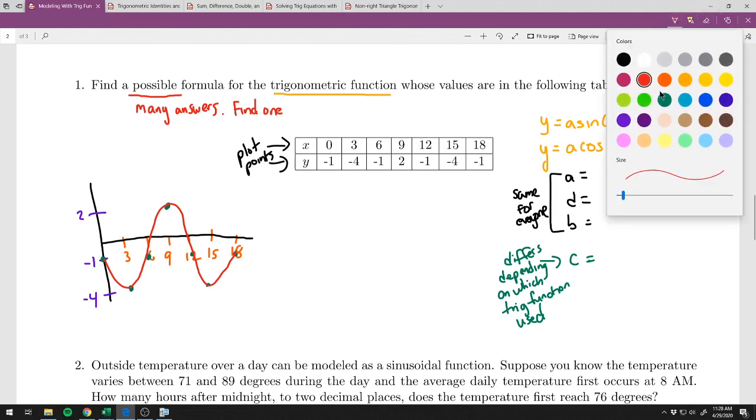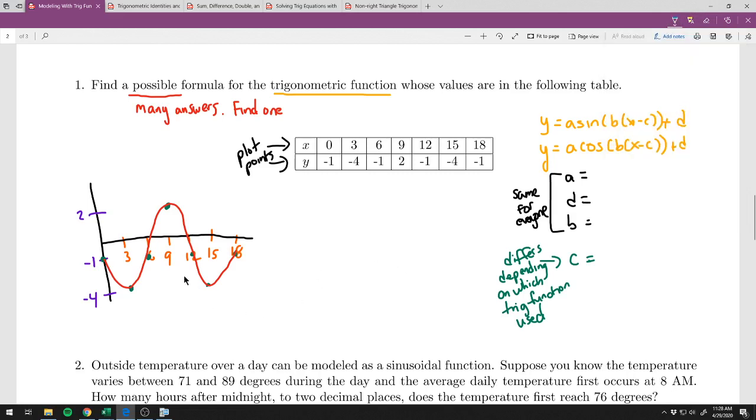But from here, you should be able to figure out A, D, and B without too much trouble at this point, because this is the kind of stuff that we dealt with before. Just before, we were given the graph already. This time we formed the graph based on the points. All right, so the midline is definitely down here at -1. D is -1. Let's go ahead and put that in.